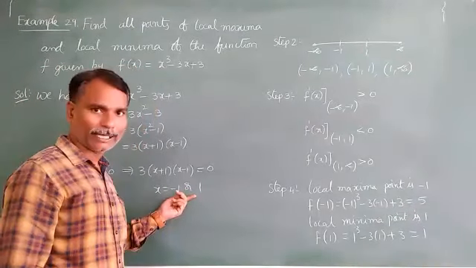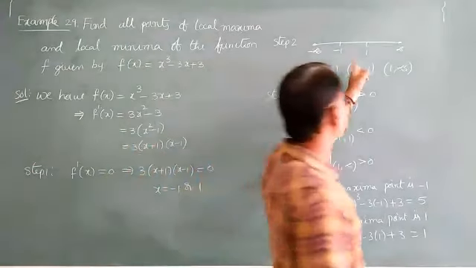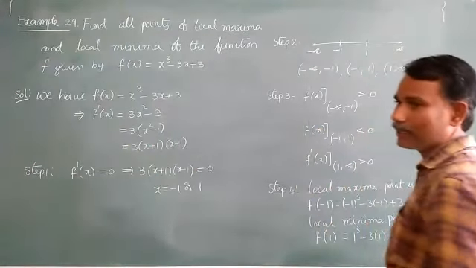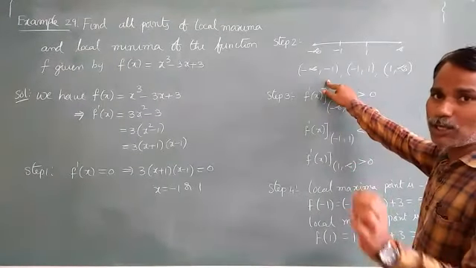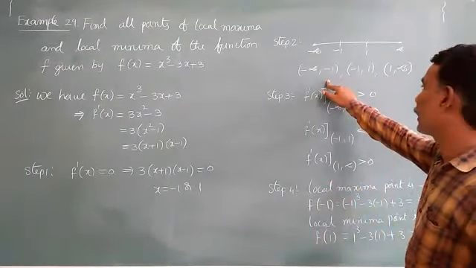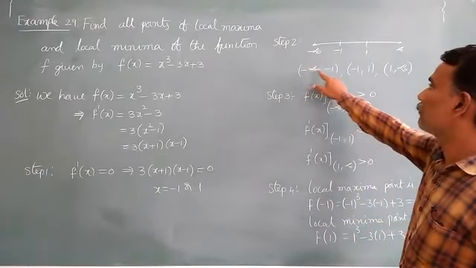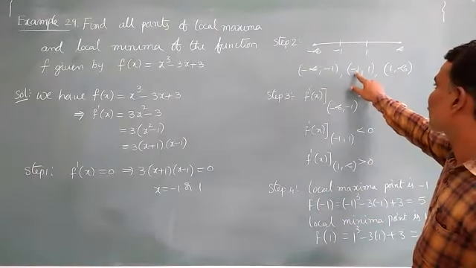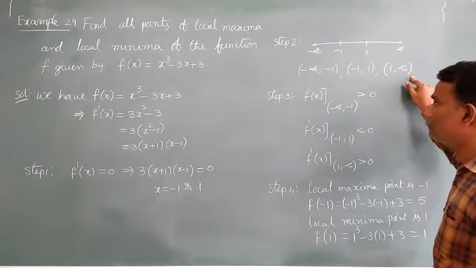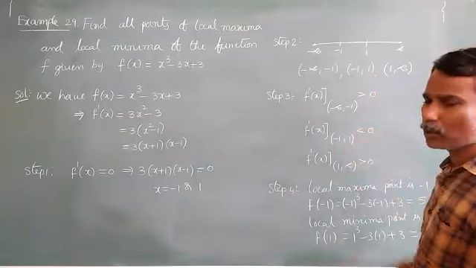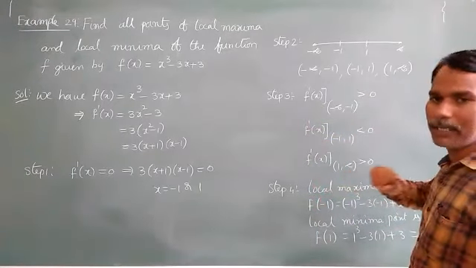By taking these critical points, we divide the real number line into different, disjoint intervals. One is minus infinity to minus 1, the second one is minus 1 to 1, and the third one is 1 to infinity. After that, what we have to do is check the first derivative condition.